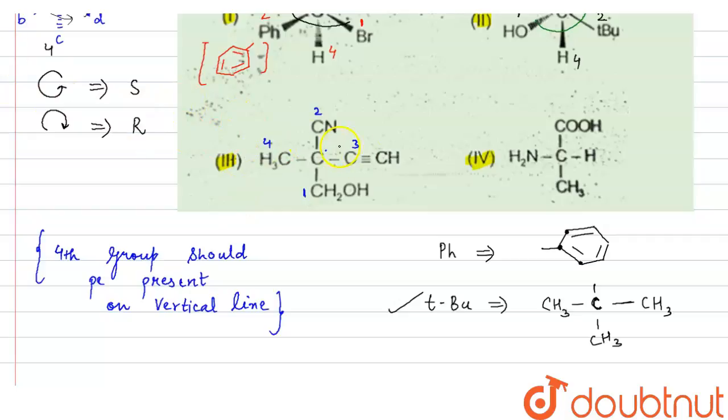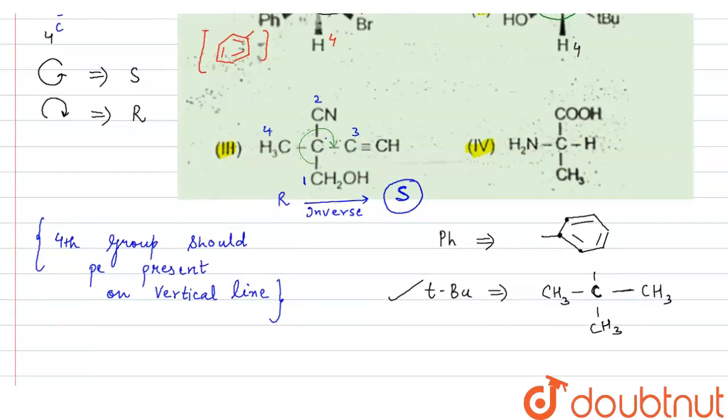Now rotation will be like this, 1, 2, 3. So rotation will be like this. Now this rotation is clockwise. So according to clockwise, the order should be R, but the fourth group is present on horizontal line. So we will inverse the order. So here the configuration will be S. So S is the configuration of third compound.